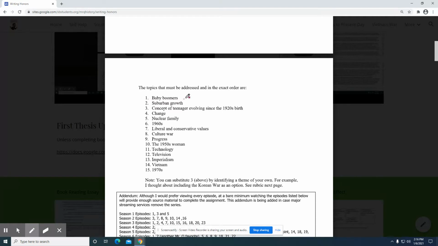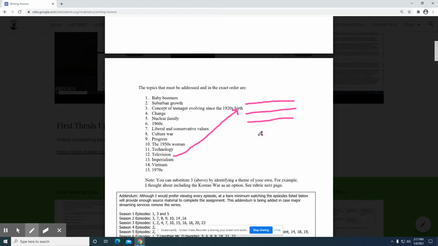And what you want to do in your paragraph is talk about how the show addresses the nuclear family or the culture war or the 1950s women, television. For example, I know that there's one episode where the family is making a decision about whether or not to buy a television. So you would start this particular paragraph and say in the first couple of sentences, give me a summary. In episode 5 of season 3, titled whatever, the family is having a debate. So you're going to give me one sentence about what's going on in that episode.